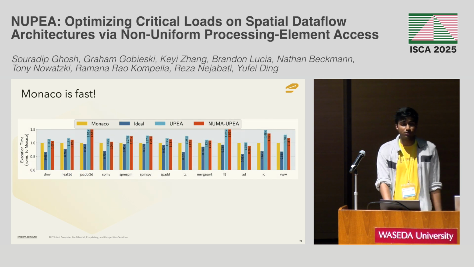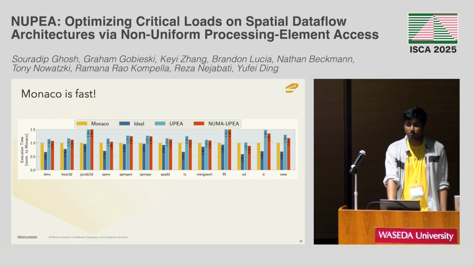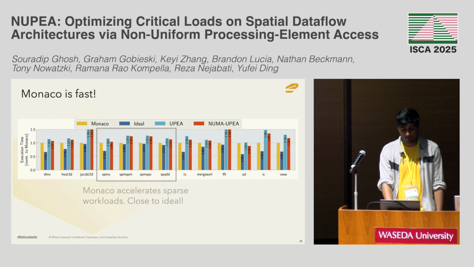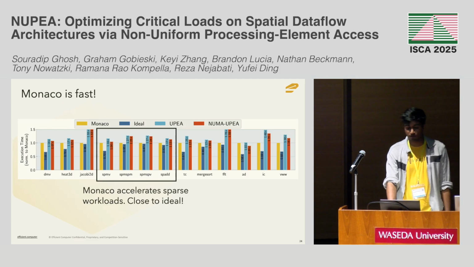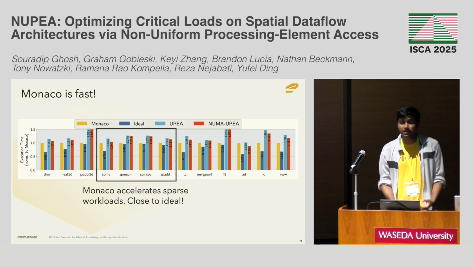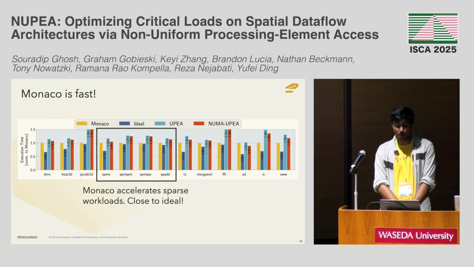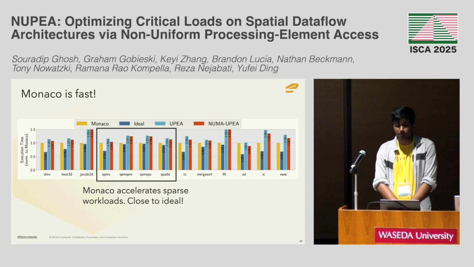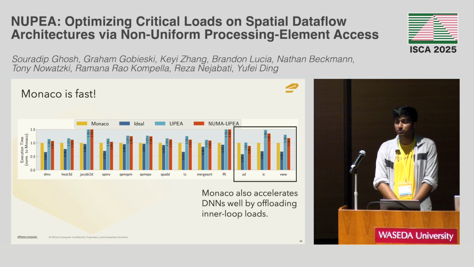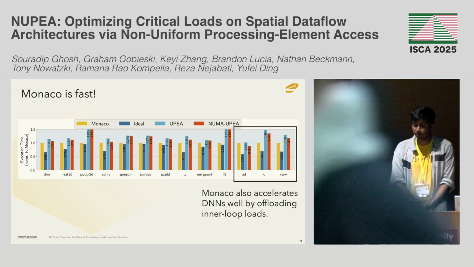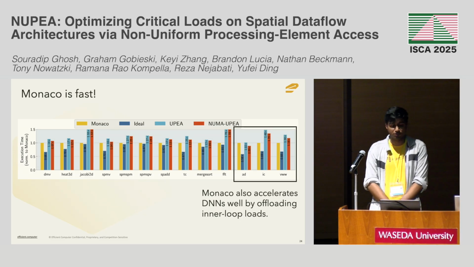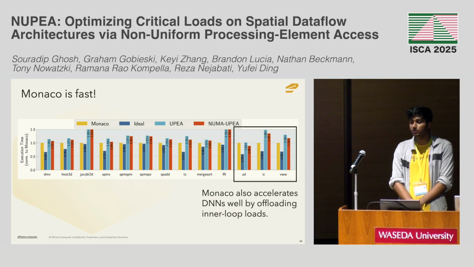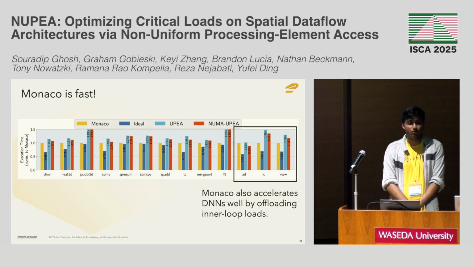And so here's the execution time numbers for all our workloads. I just wanted to highlight just a few of them. So our sparse tensor programs, that's highlighted in the middle, had many critical loads, and Monaco performs well. But also importantly, it's really close to ideal because we've accelerated those critical loads through fast NUPEA domains. Monaco also does well on other kinds of workloads, like dense workloads, like these DNNs from the ML Tiny benchmark suite. And we offload inner loop loads to faster NUPEA domains to also get good speedup.